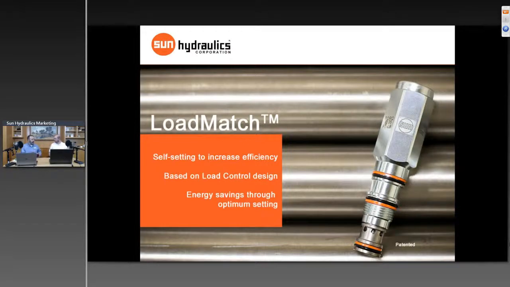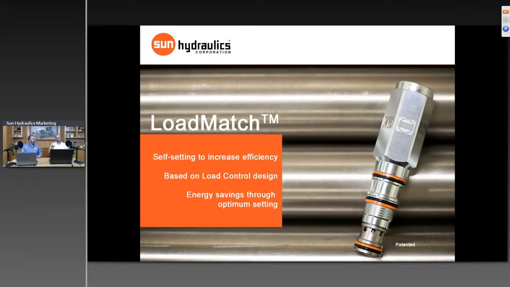Okay, but this new load match valve, you're telling me that I don't choose a setting for it. Is that true? Not exactly. You still do choose a setting. If you look at the website, you'll see that there are 3 different what we call thermal relief settings, which is the maximum pressure the valve will allow before it opens up and functions like a relief valve.